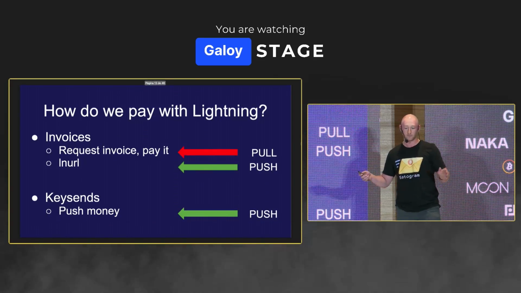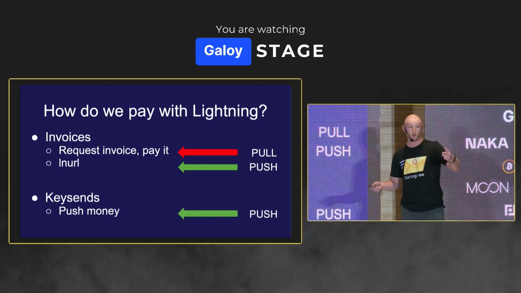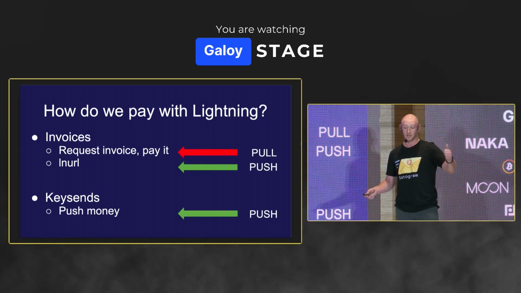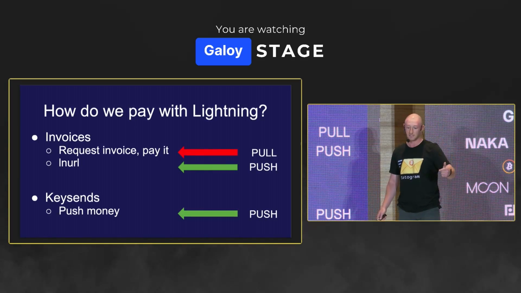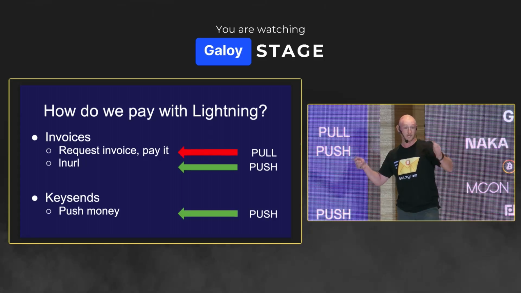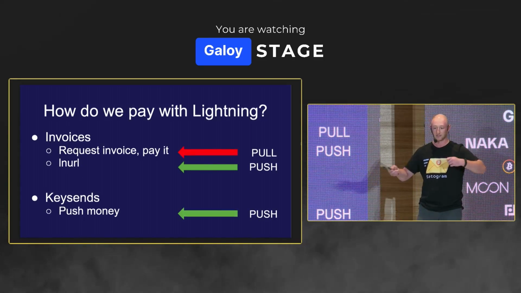So quick review, 3 ways we do Lightning payments. 2 of them are great. We can do push payments with Lightning addresses. We can do push payments with key sends. With traditional invoices, right, we've got that clunky UX workflow of scanning the QR code and the invoice being passed back and forth.